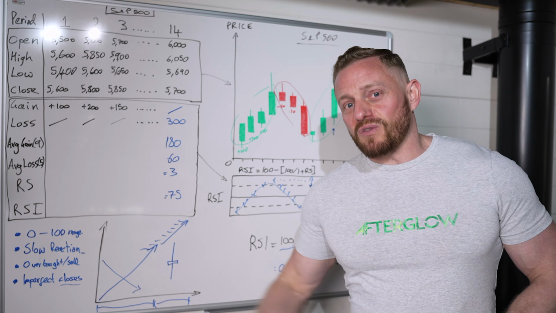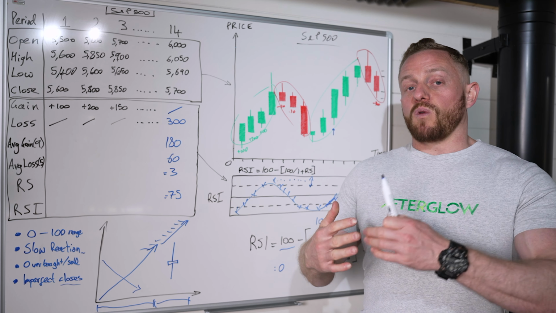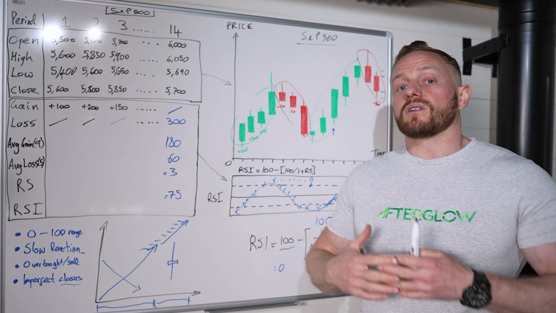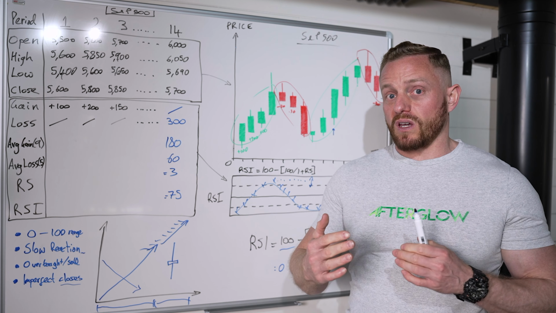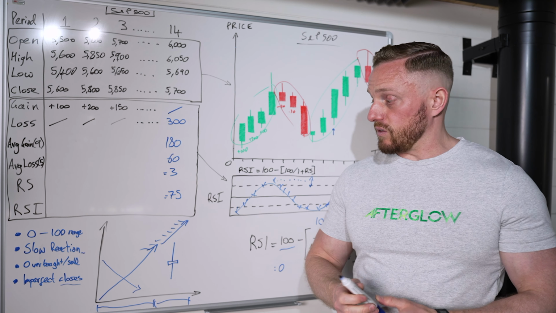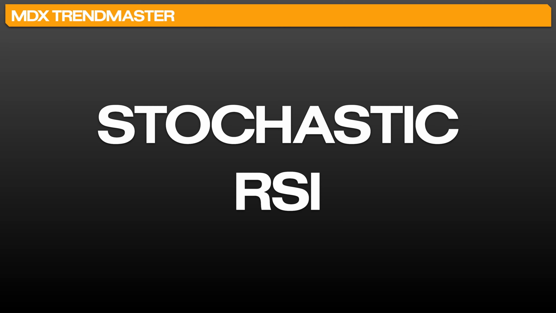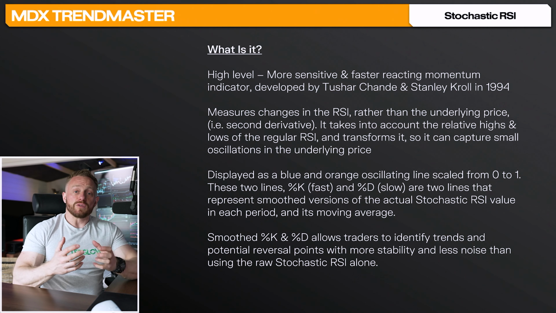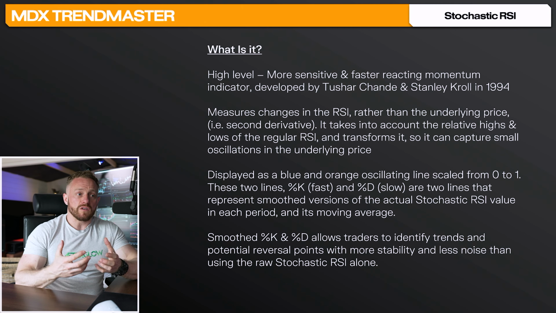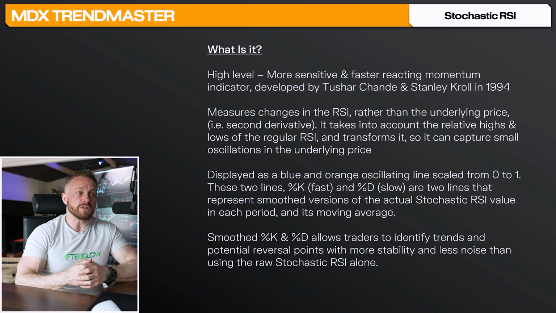So because of these various different reasons, this is why we can look at stochastic RSI, which has a slightly more sophisticated calculation to overcome some of those issues. So what is the stochastic RSI? Well, high level, it's just a more sensitive and faster reacting momentum indicator developed by Chande and Kroll in 1994.